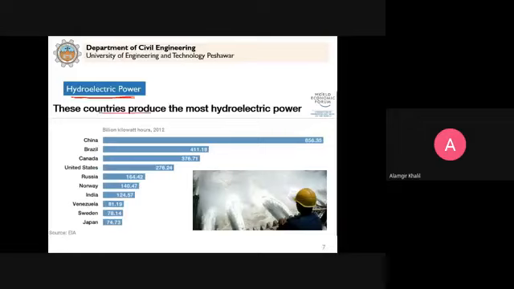The countries that produce the most hydroelectric power, you can see the comparison of the countries. You see China is on top. China is using hydropower the most in the world. Clear? You can see the figures, these are in billion kilowatt hours, followed by Brazil, and then Canada, and so on.